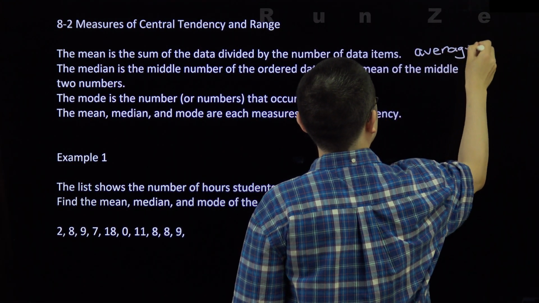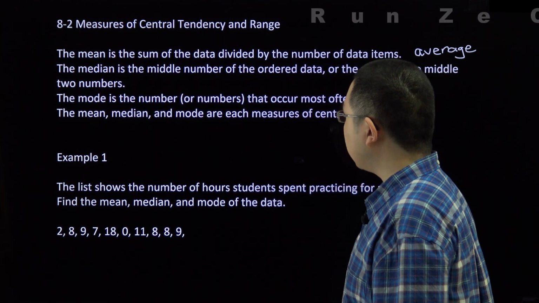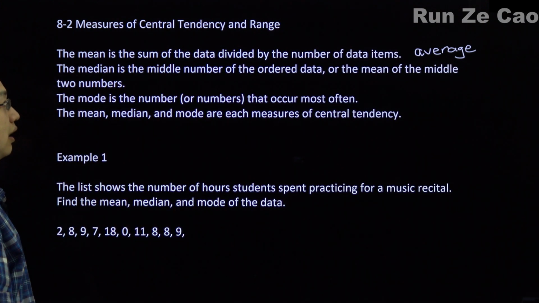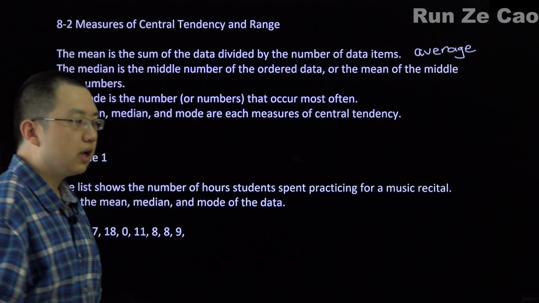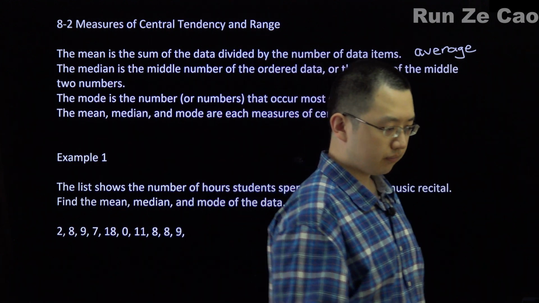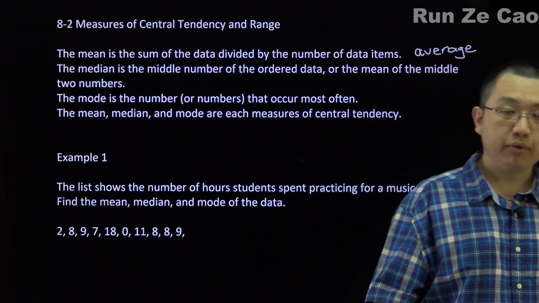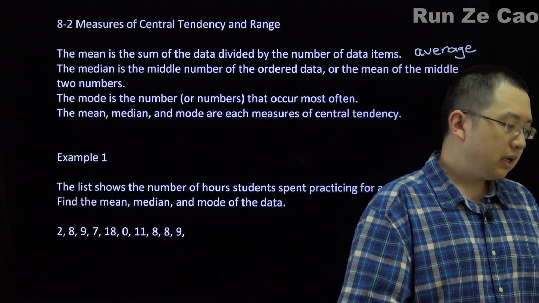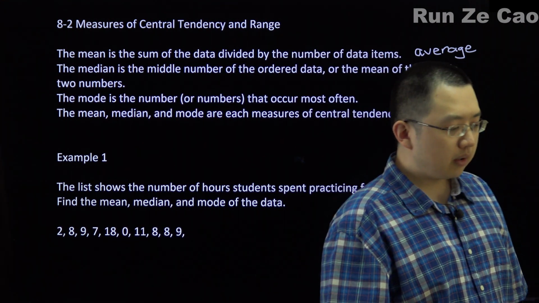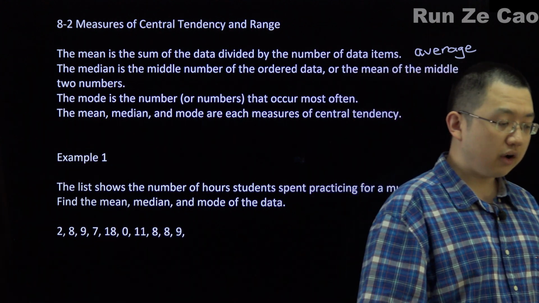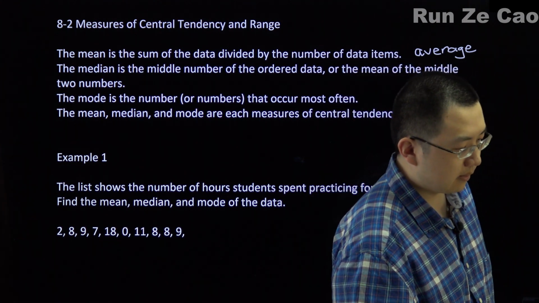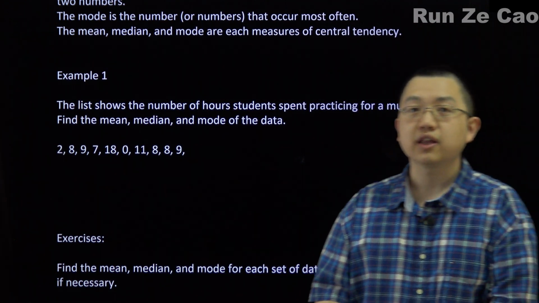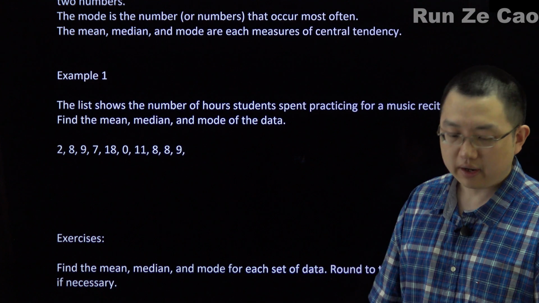Average. The median is the middle number of the ordered data from smallest to largest or largest to smallest, or it's the mean of the middle two numbers. If you have an even number of data points, the median is going to be the average of the middle two. The mode is a number, or numbers, that occurs most often. The mean, median, and mode are measures of central tendency, and range is a measure of how wide the data is spread.